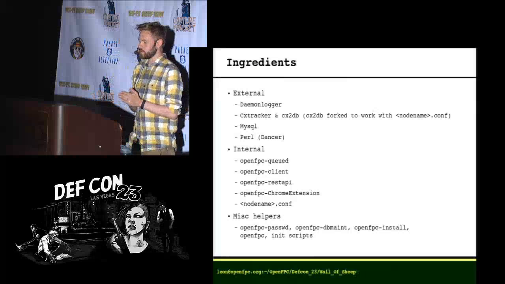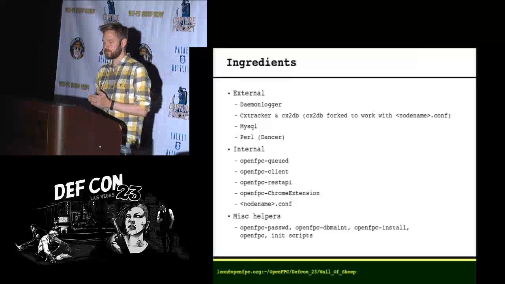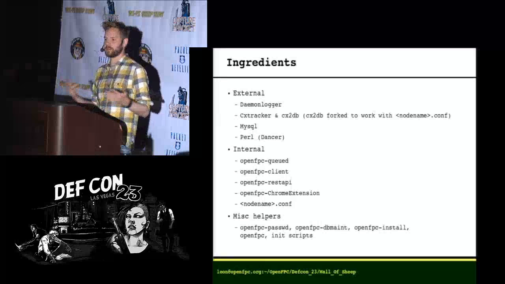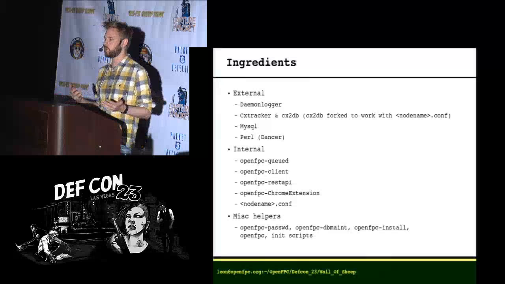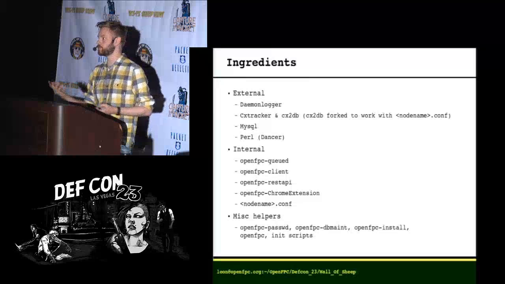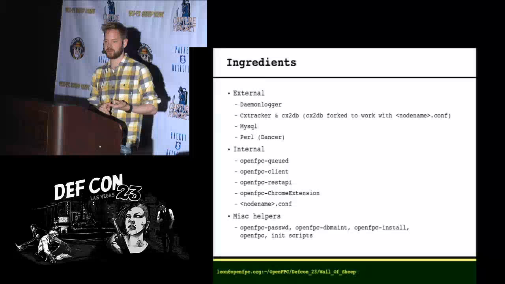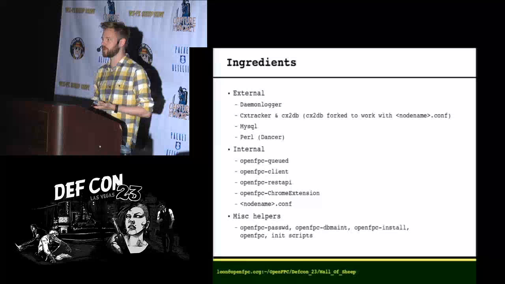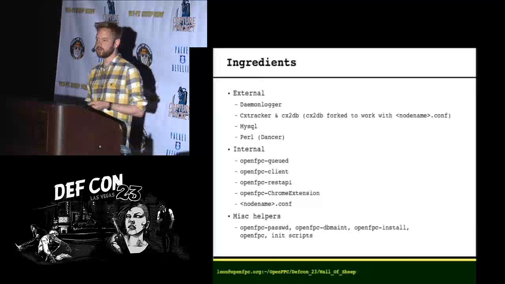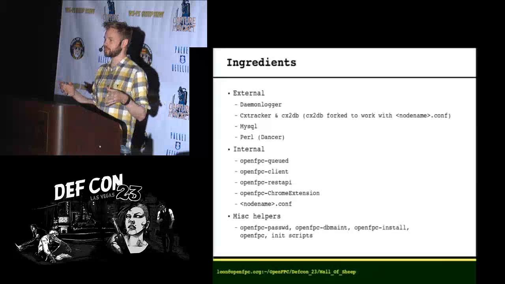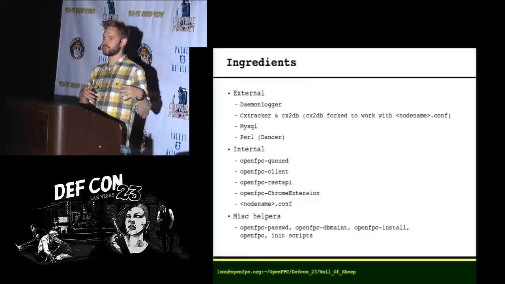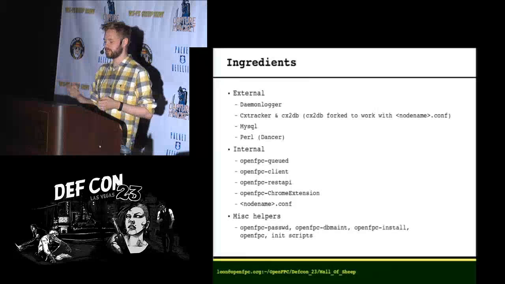So what are the tools and what are the dependencies? The ingredients that go into the system, some are external, some are internal. The external tools, it leverages a couple of well-known and very good technologies. Daemonlogger, that's written by Marty Roesch, the guy who wrote Snort. And cxtracker is a flow tracker. It doesn't record full packets, it actually records session metadata. So what you saw in the demo earlier about searching for sessions, that data came out of cxtracker.